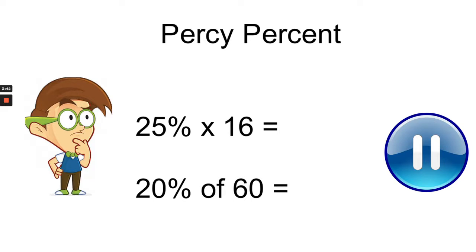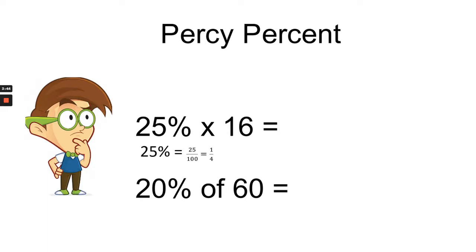Okay, let's see how we're getting on. Percy knows that 25% is equal to 25 hundredths, and that simplifies down to a quarter. 25% means 1/4. 25% of 16 is the same as finding a quarter of 16. 16 divided by 4 is equal to 4.